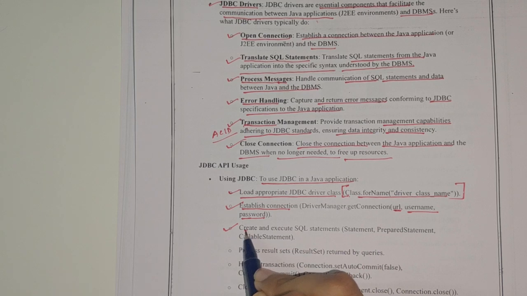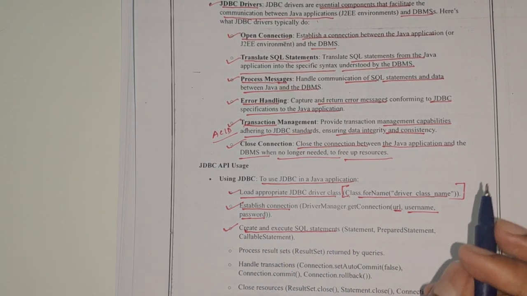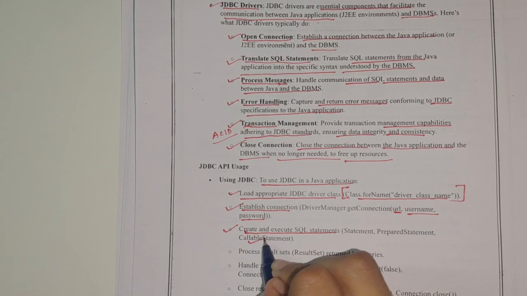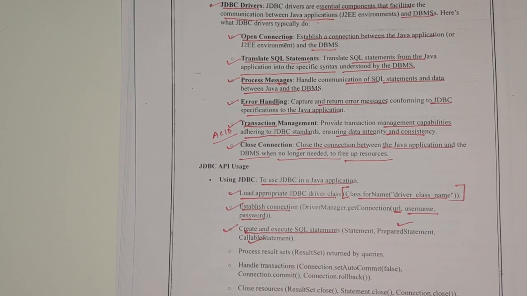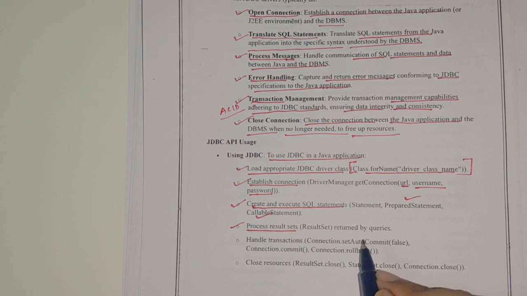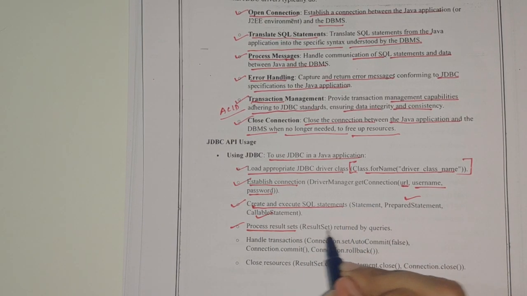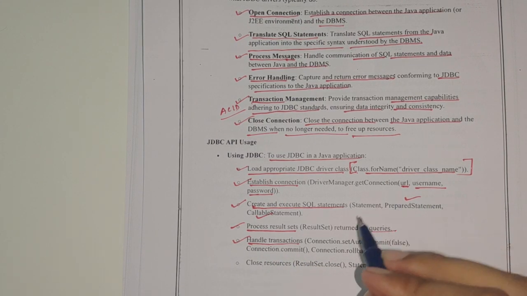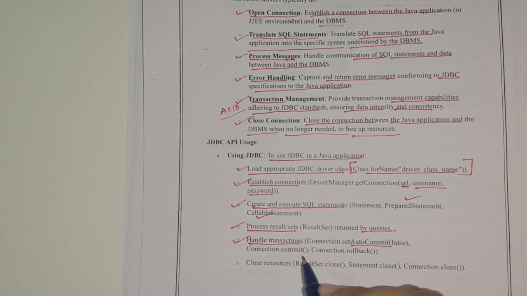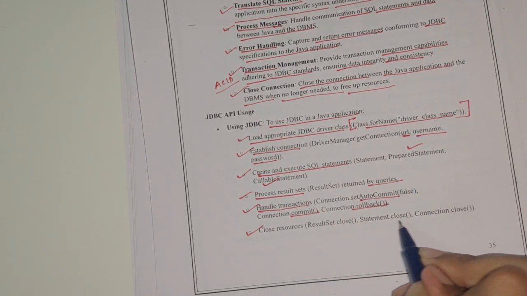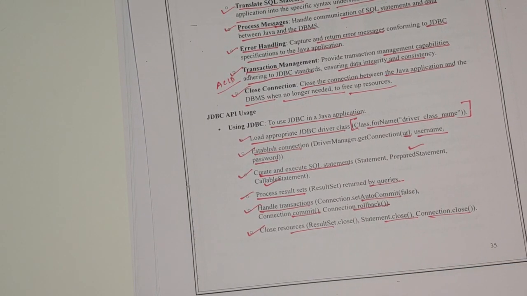Next we create and execute SQL statements. Create and execute statements. Again, any SQL statement can be there. It can be a callable statement, it can be a prepared statement also. Next is process the result sets. That means whatever queries you are executing, the results will be stored in the result sets itself. Next we have handle transaction. Handle transaction means connection.setAutoCommit, or commit or rollback, depending upon the type of transaction you are performing. And next is closing the resources, and we are closing all the connections.